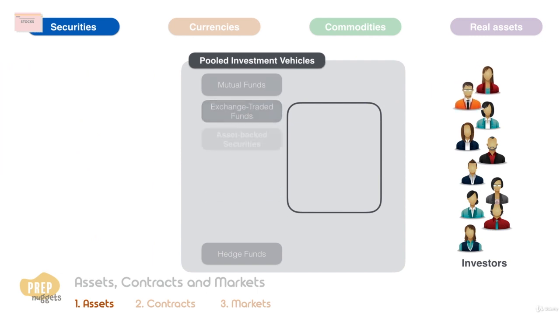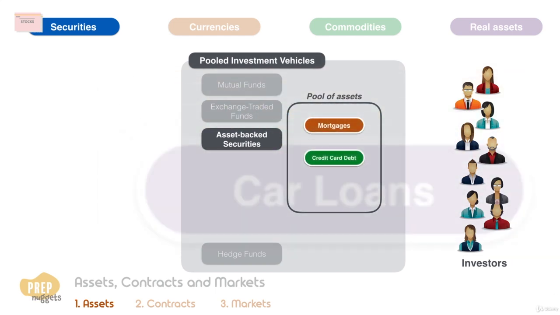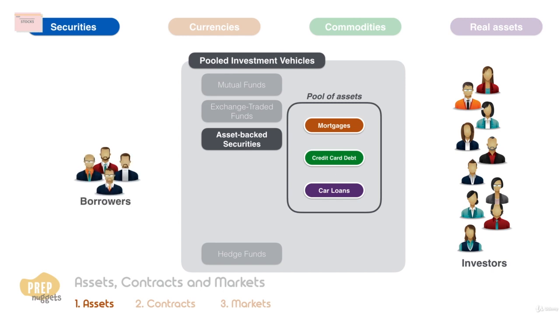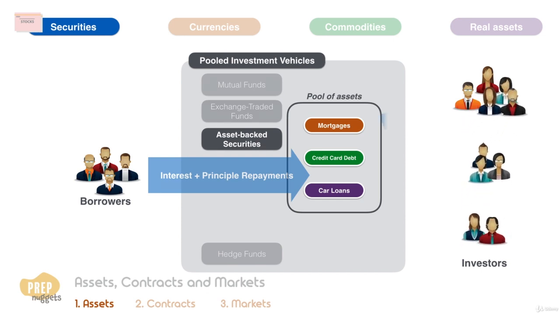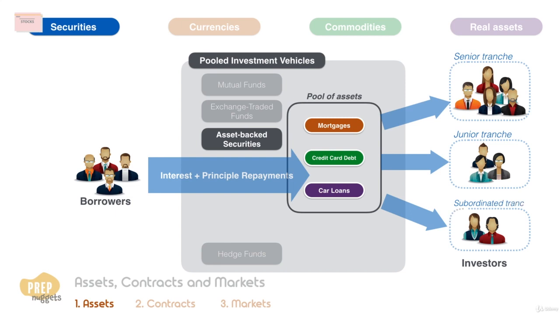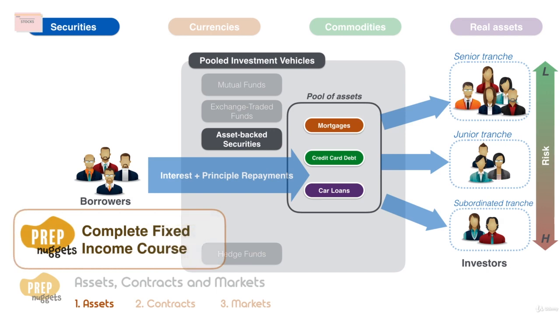Asset-backed securities are securities whose values and income payments are derived from a pool of assets, such as mortgages, credit card debt, or car loans. The interest and principal repayments on these loans are passed through to investors with different classes of claims and levels of risk based on the seniority of the security held by the investor. Asset-backed securities are covered in detail in the fixed income course.